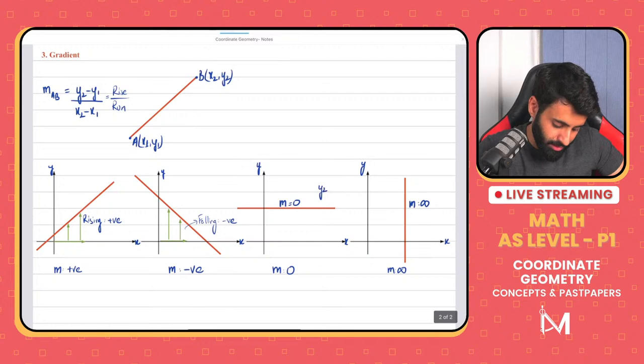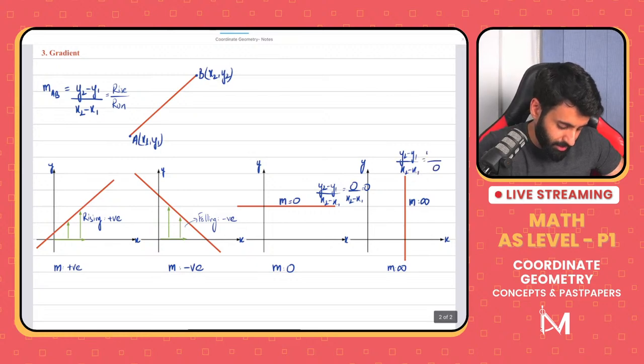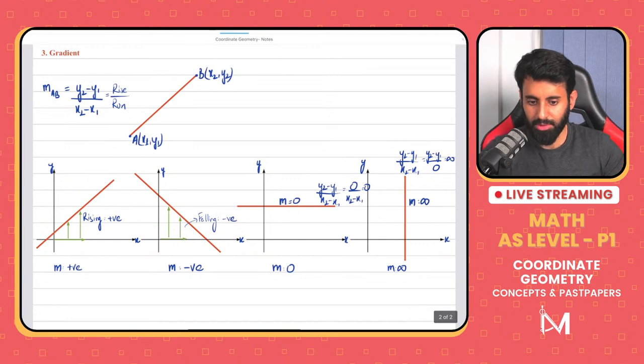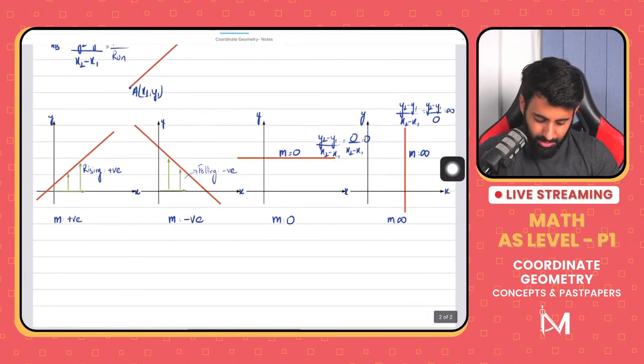If you use the gradient formula y2 minus y1 over x2 minus x1, you will have zero upon x2 minus x1, which is equal to zero. And if you use that formula over here, y2 minus y1 over x2 minus x1, here you will have zero in the denominator, which is why it becomes infinity. Okay, so that's the reason behind the gradient being zero and infinity respectively.